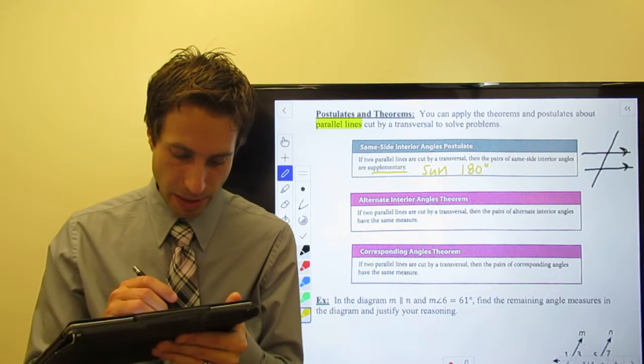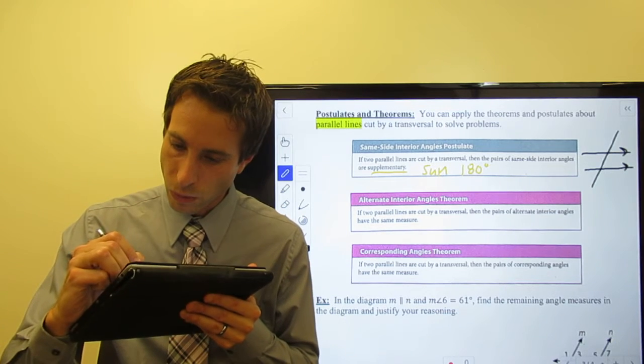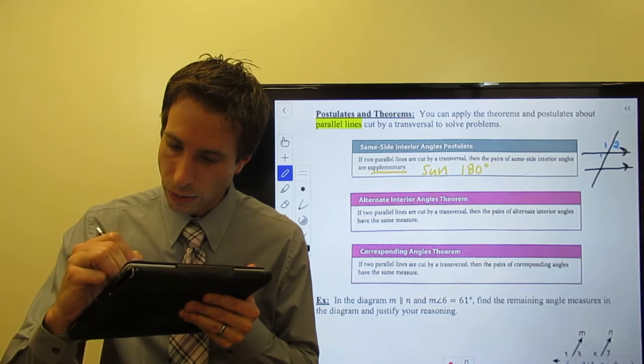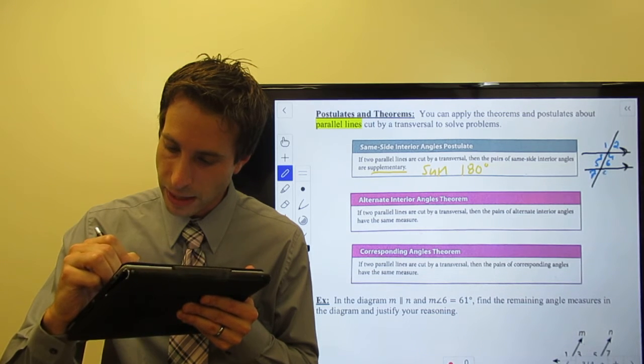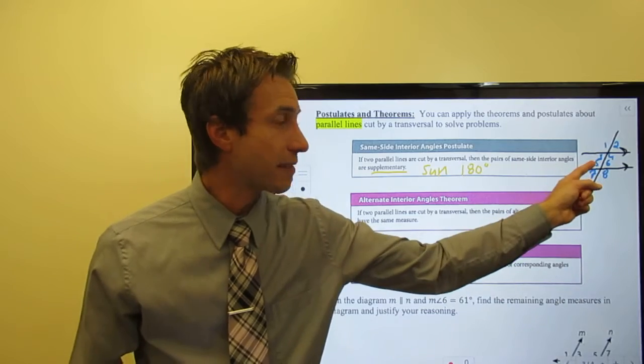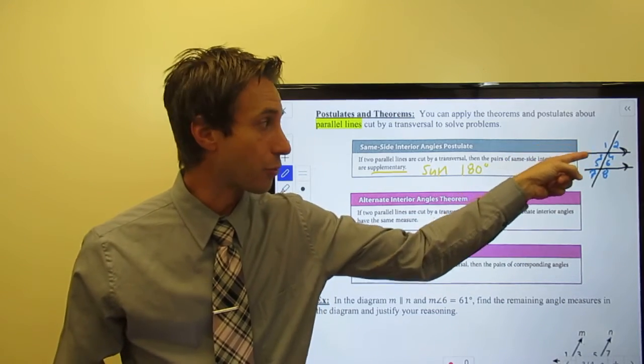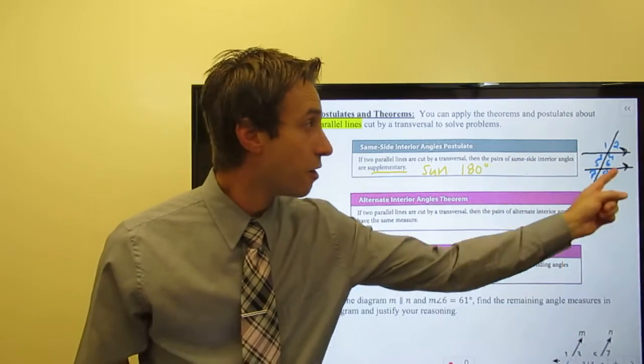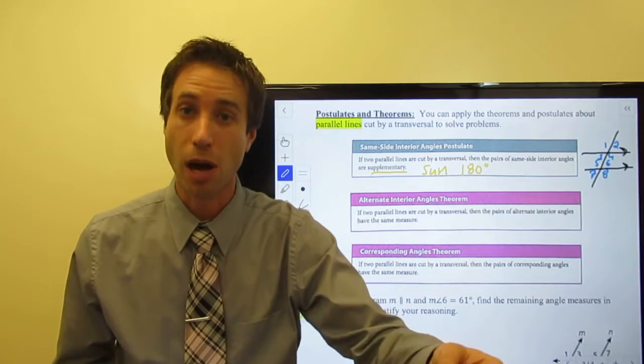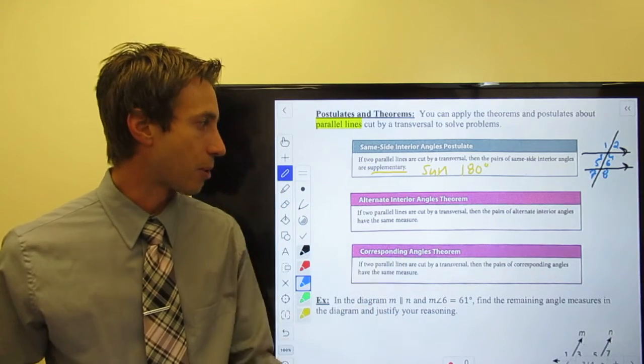In fact, let me number them here. I have 1, 2, 3, 4, 5, 6, 7, 8. So that means that 3 and 5, if these lines are parallel, sum to 180 degrees. 4 and 6 will sum to 180 degrees. That's what that postulate says.